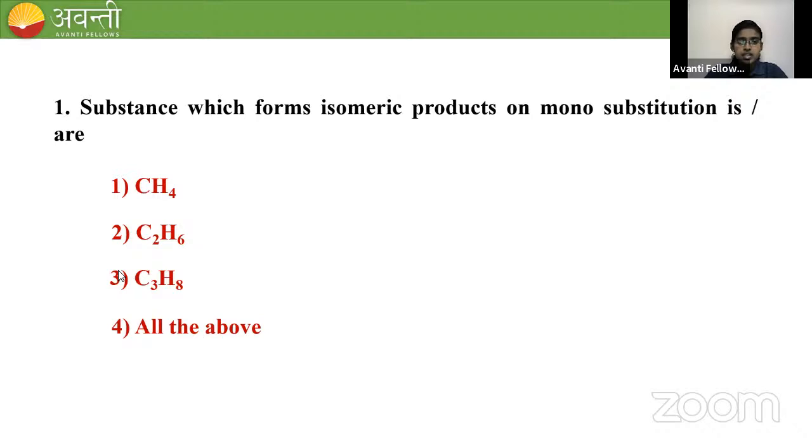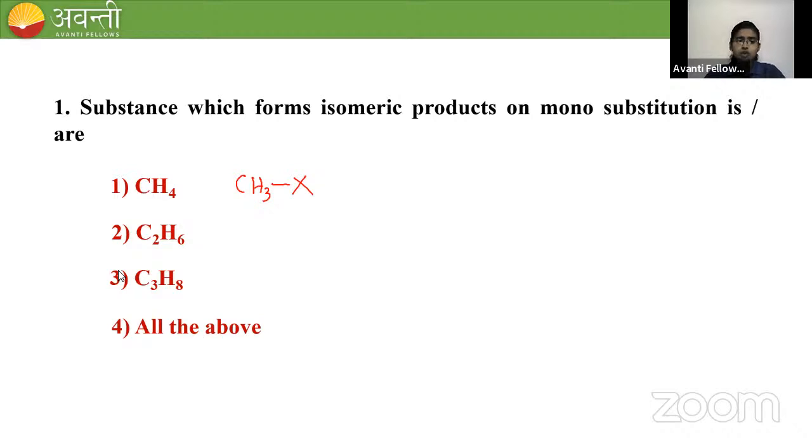You can see in the first compound, CH4, all the four hydrogens are of the same type. If you are replacing or substituting one of the hydrogens by a group, let me write the group as X, you will end up with CH3X. Only one compound is formed on mono substitution of option 1.